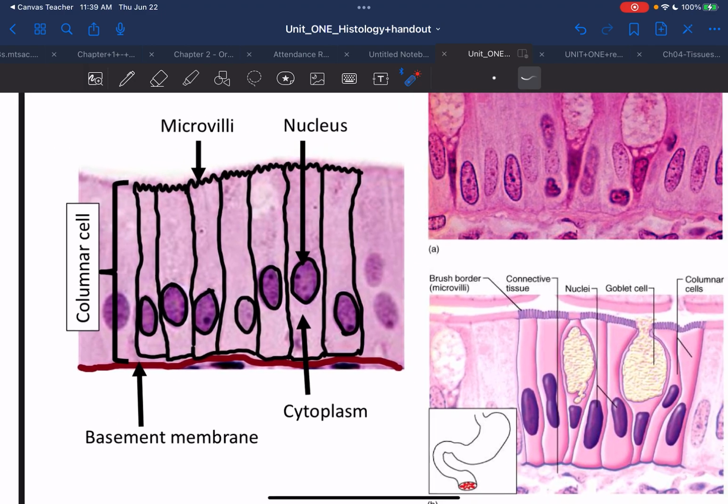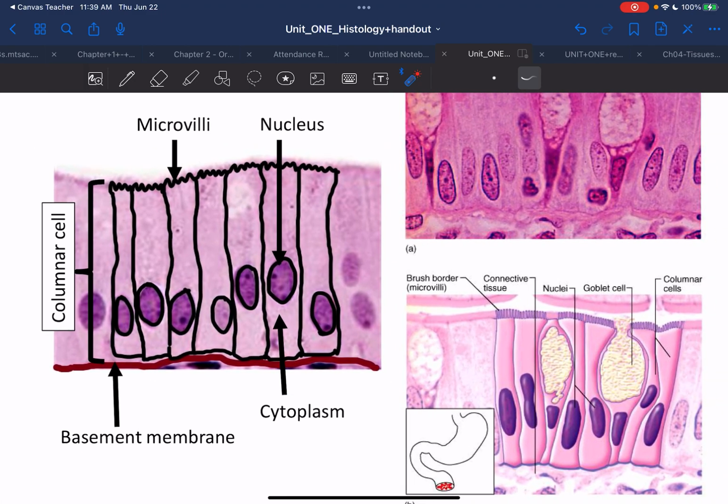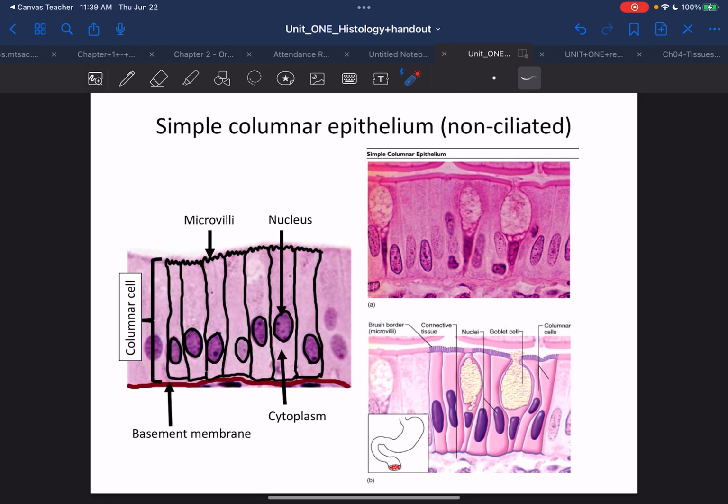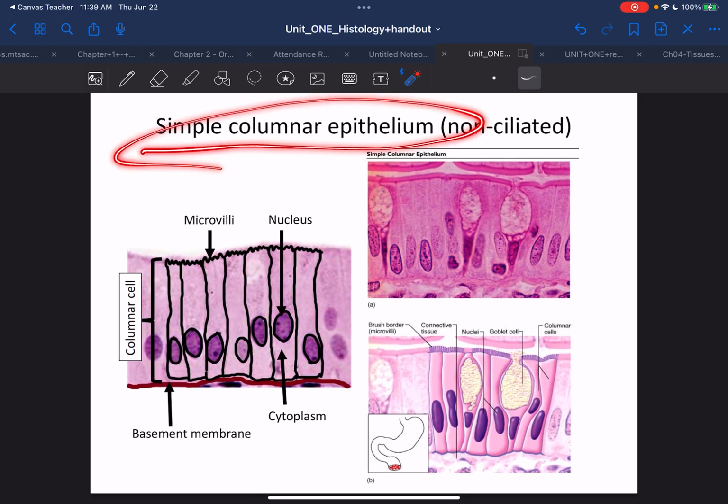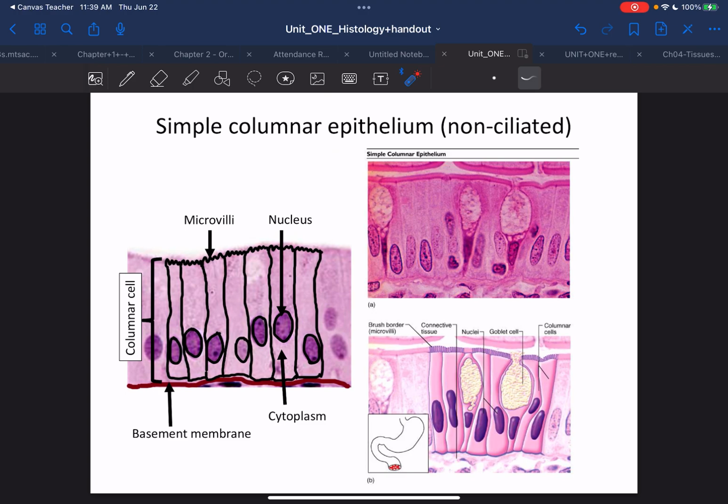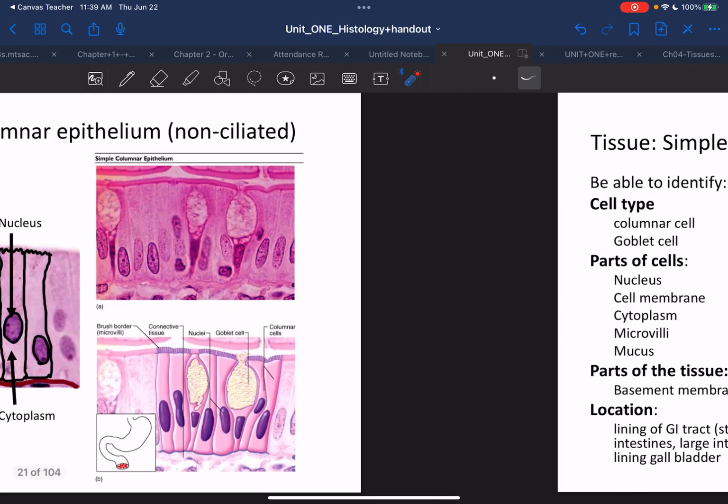And the good news is that's as complicated as it gets today. So if you've been with me so far, we're almost done. And so for now, when we see simple columnar, there are going to be types of columnar cells. Remember that we talked about how feline can mean bobcat, lion, tiger, or house cat. Columnar cells have different types. They have non-ciliated, and then they have ciliated. So it's really non-ciliated versus ciliated.